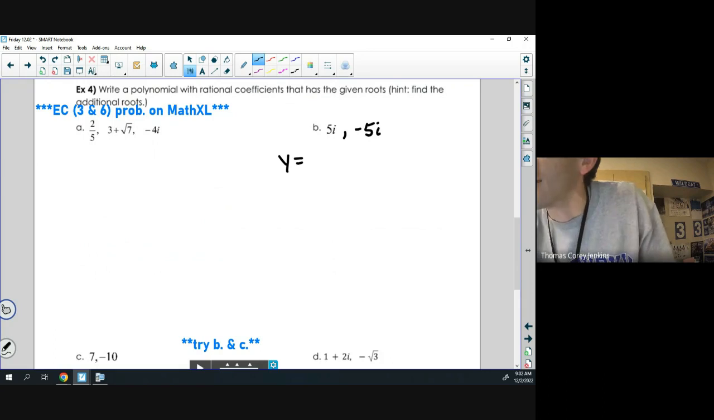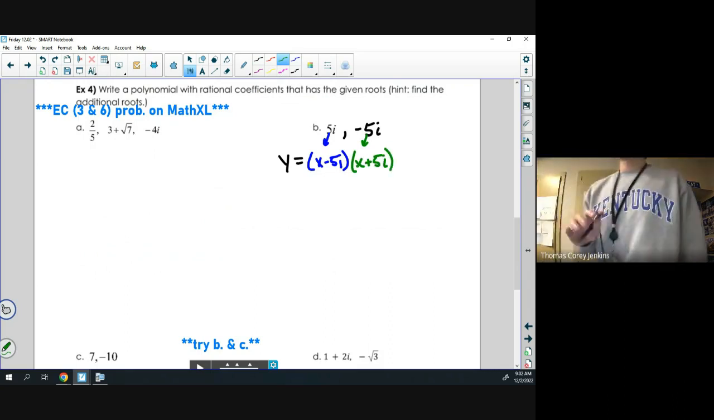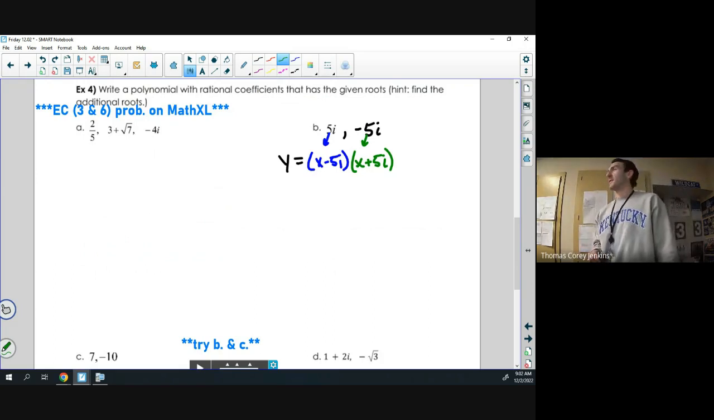All right, so if both of those are roots, then we think what factors produce those roots, right? So now we're going to start to get somewhere. So we'll have y equals, you know, what factor produces this root? That would be x minus 5i. And what factor produces this root? That'd be x plus 5i, right? Everybody with me on that? We've looked at similar stuff to this before. And what do we do at the end? This is technically correct, but we want to write it in standard form, so we multiply it out.